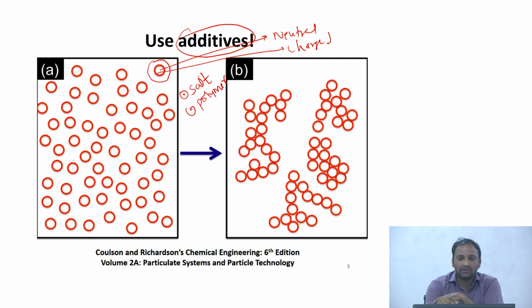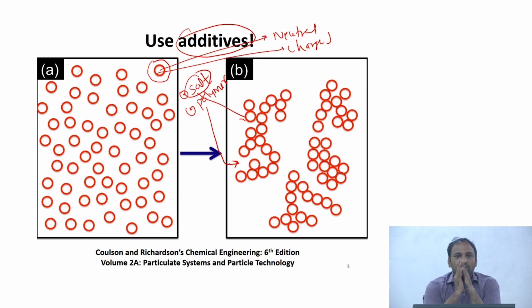The way the salt helps in the aggregation and the way the polymer helps in the aggregation, the mechanism is very different. But the take-home is that you have a dispersion of very tiny particles, and I would like to make them larger. That means I want to cluster them to make multi-particle aggregates, and you can use additives. You can do that by adding salt or by polymers. Of course, there are a lot of other additives as well which people use, but for today's class we'll just stick to these two.